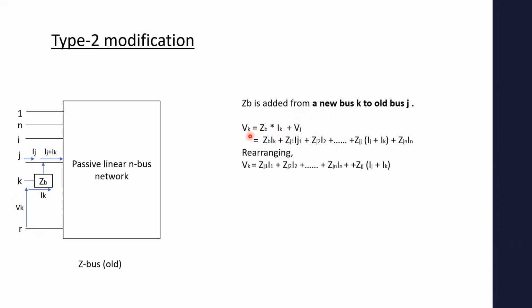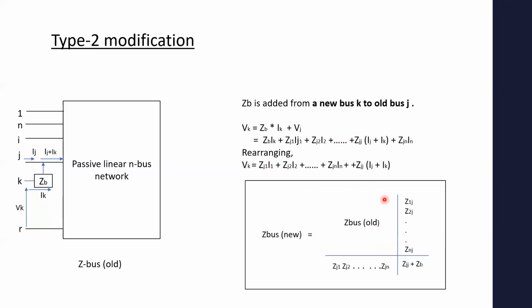VK, that is the voltage at K, is equal to the KVL plus VJ, and then this is expanded as per the KVL rules. Then rearranging the terms and writing this in matrix form, we get Z-bus old, and this new column and row. In the new column, the terms are Z1J, Z2J, up to ZNJ, where N represents the total number of buses in our N-bus system. Similarly, ZJ1, ZJ2 up to ZJN. And the last corner term is ZJJ plus ZB. This is the type 2 modification.